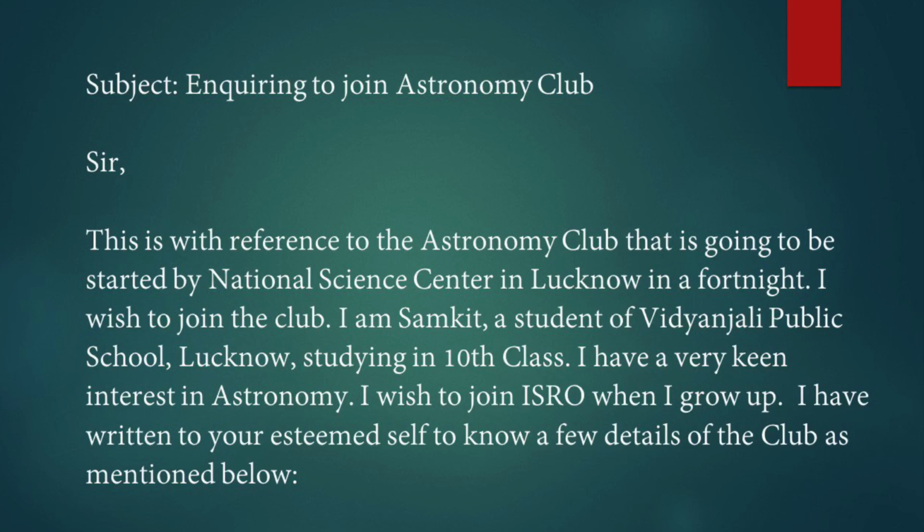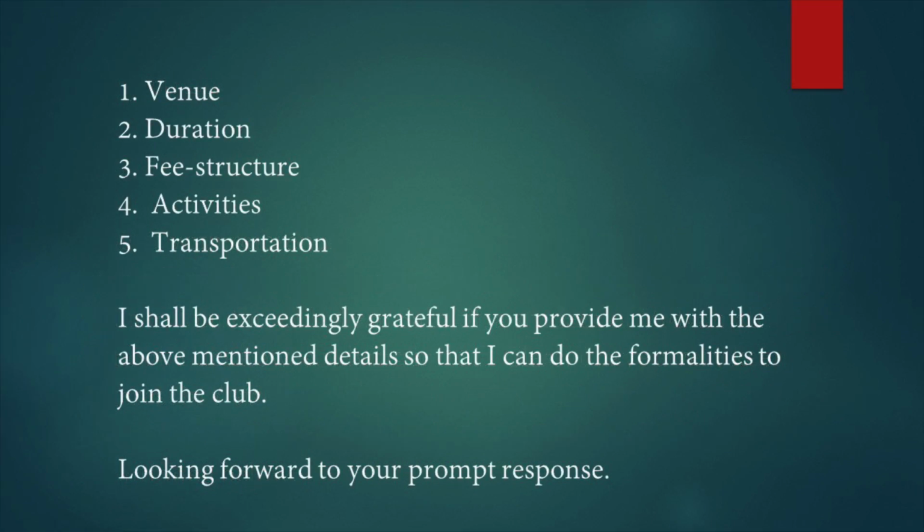So, what is the child saying? That he is saying he is a student, he wishes to join the club because he wants to join ISRO when he grows up, and he is asking a few details. So, what are the few details? That is given in the second paragraph. So, the first paragraph he is introducing himself and writing the purpose. So, look at the second paragraph. He has written venue, duration, fee structure, activities and transportation. He has put it in the form of points. You can also write it in the form of a paragraph.